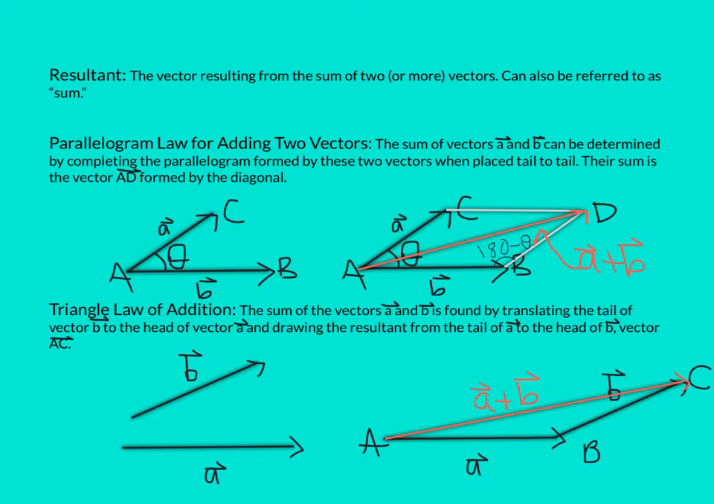So the sum of our vectors is found by translating the tail of vector B. The tail of vector B would be this guy here, and we're going to translate it over to the head of vector A. So that's what you can see here, right? It's been translated to the head of vector A. So it goes in the same direction, the same length as the previous B. And the resultant will literally go from the tail of A to the head of B.